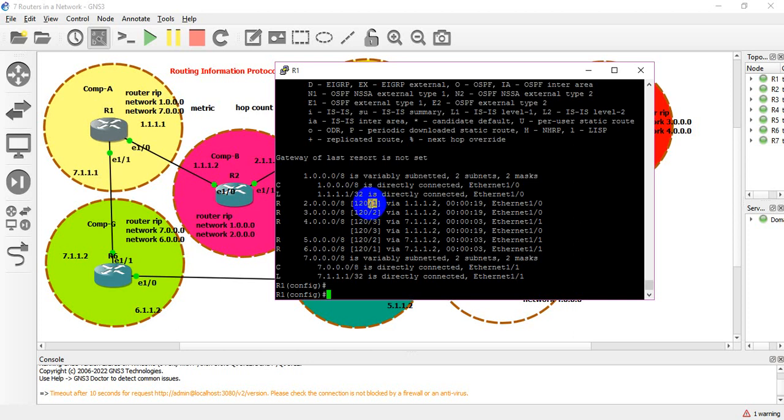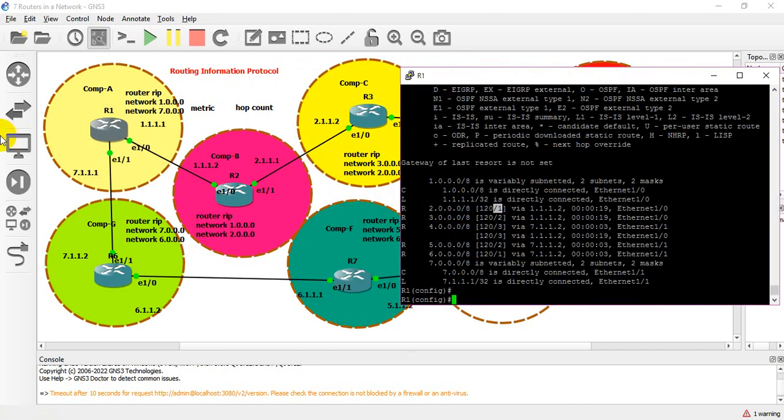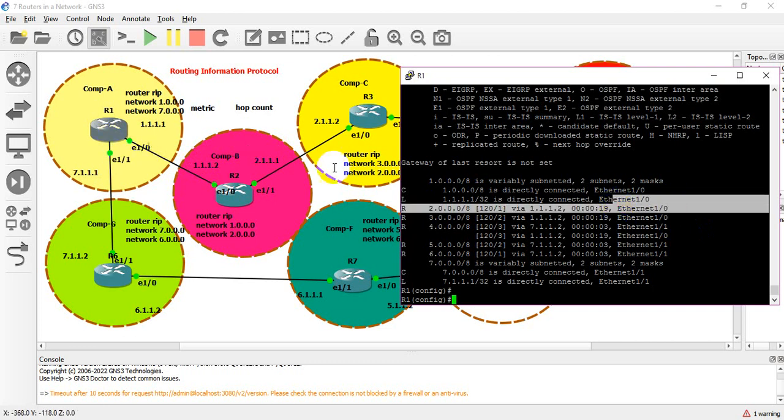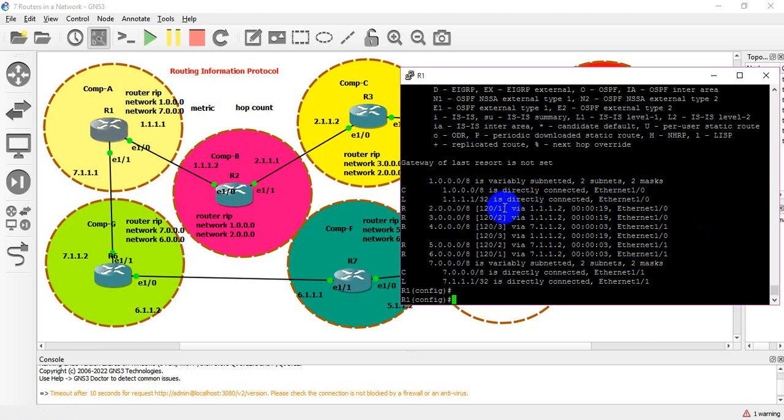Hop count means what? Again, I am repeating: hop count means router count. Let me tell you now. Look at this. This is the router 1 routing table. Two network is where? There. This is two network. If this one wants to come here, how will it come? Via this port, 1.1.1.2, and it will come to this port, Ethernet 1/0. This one. And another thing is how many routers are between two network and this router.